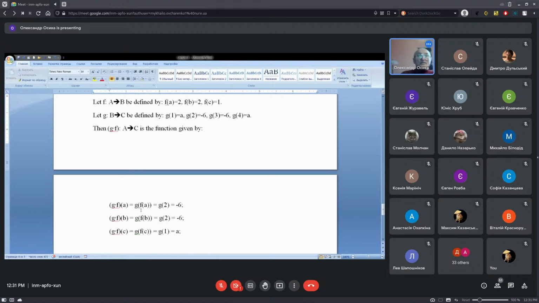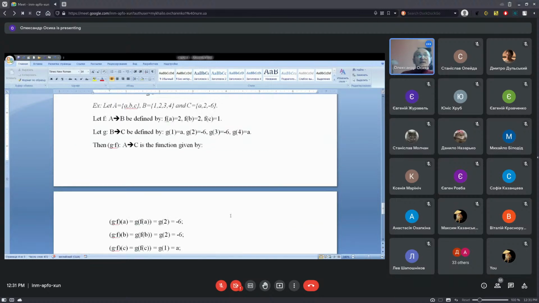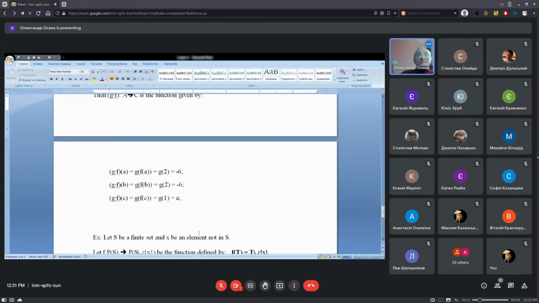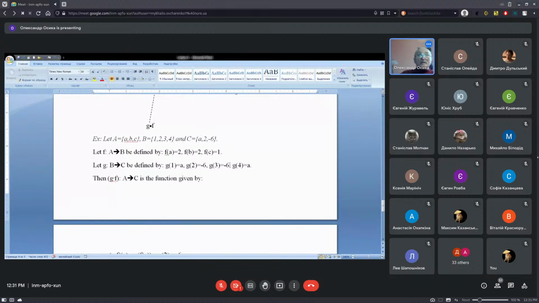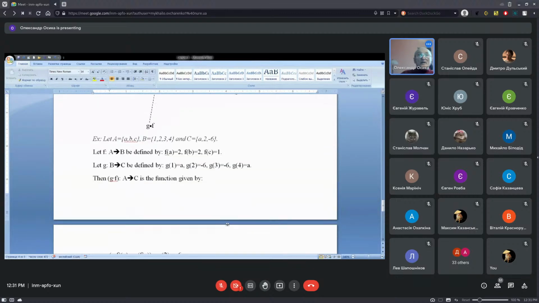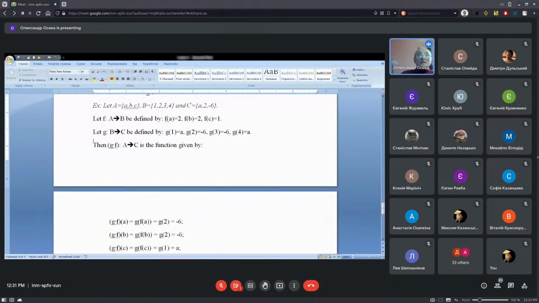F of A, it is 2. G of 2, it is minus 6 here. After that, we do exactly the same thing. G of 2 minus 6, G of F of C, G of F of 1, it is A. It is like that. We used now only some values from here. A to 6, A minus 6. 2 wasn't used in this product.